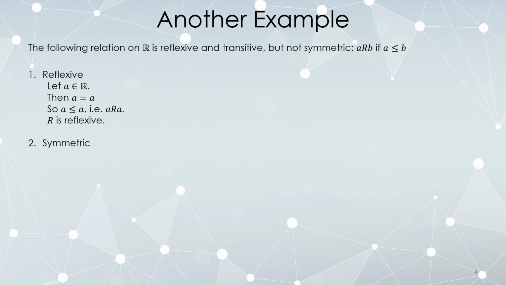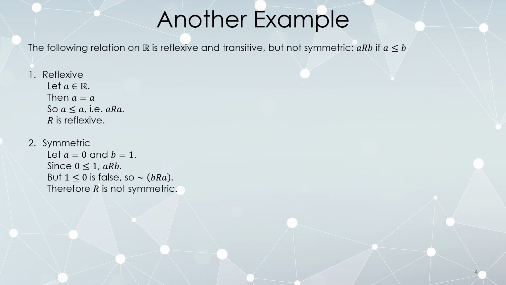However, this is not symmetric. In order to show that a relation is not symmetric, we merely need to find one counterexample. We need to find an example of A and B where A is related to B, but B is not related to A. Here's a possible choice, 0 and 1. 0 is less than or equal to 1, true, so A is related to B. But 1 is not less than or equal to 0, so B is not related to A. Since we were able to find one example where symmetry fails, it is not symmetric overall.